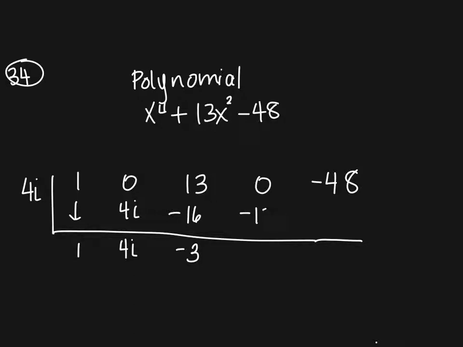I get negative 12i, which drops down a negative 12i. Then I multiply, and I get negative 48i squared. But that i squared is going to cancel out the negative, which gives me 0. Okay. Then what?